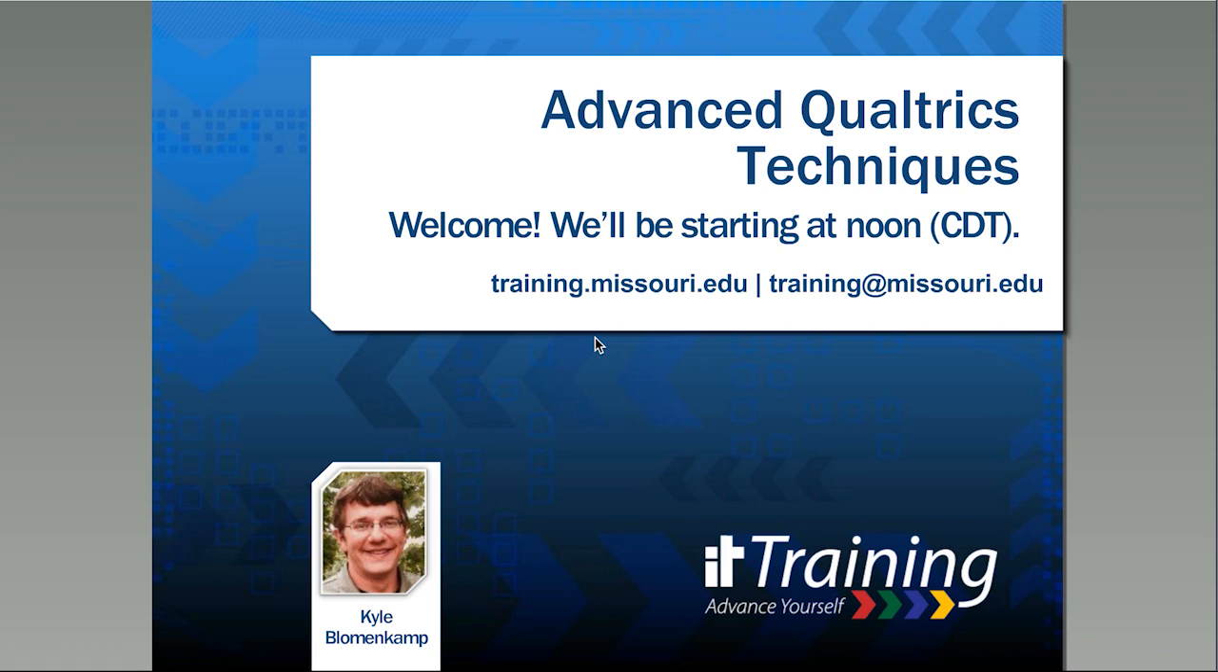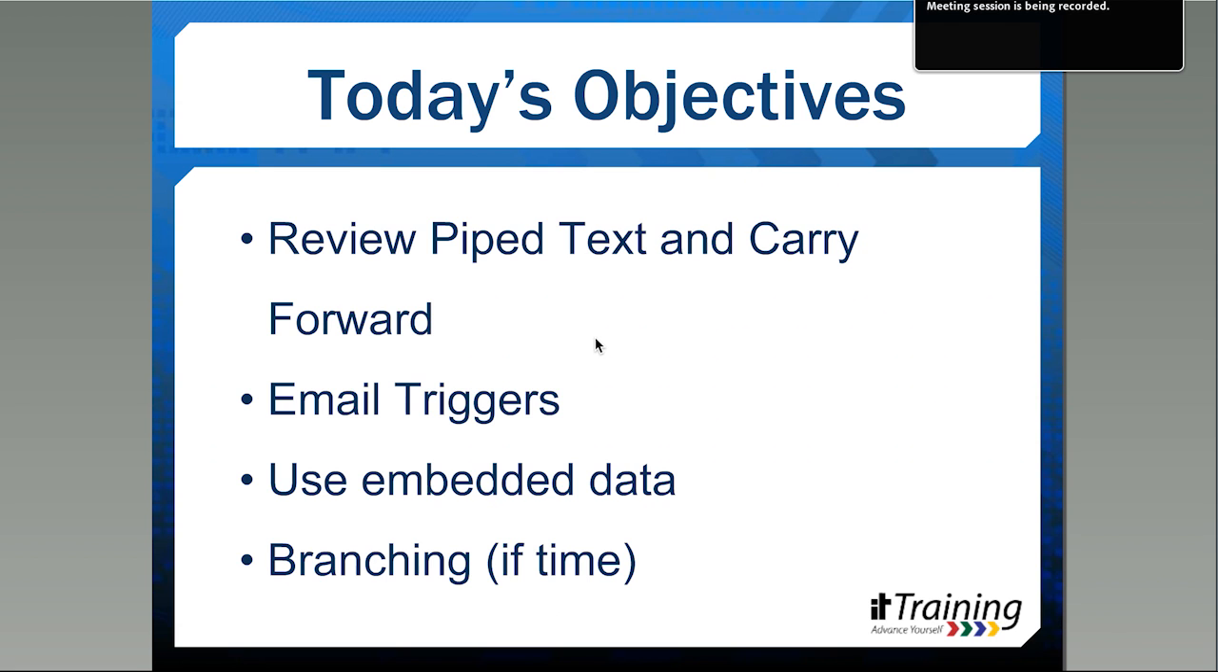I want to talk about some of the advanced things that we can do in Qualtrics. More specifically, I want to do a quick review of piped text and carry forward. I want to talk to you about email triggers. And then a majority of the time I think I want to use on embedded data, how to carry data into the survey that you can then use in the survey. And if we have time, we'll get to branching.